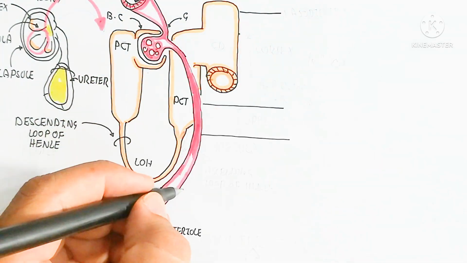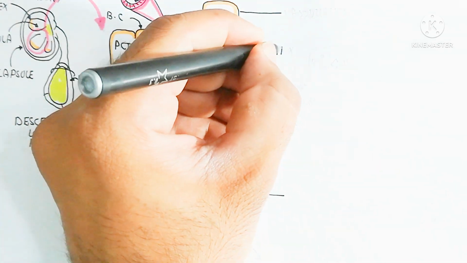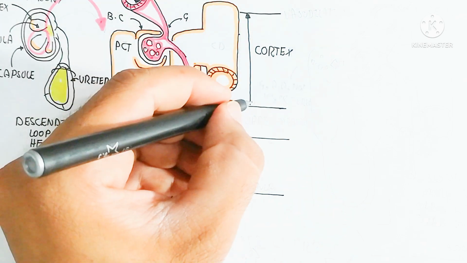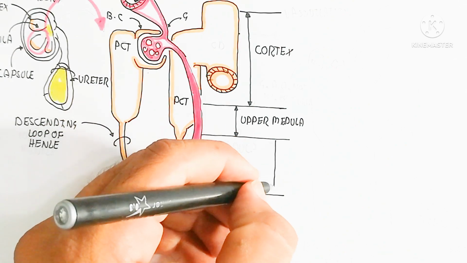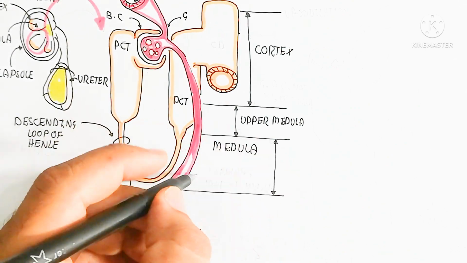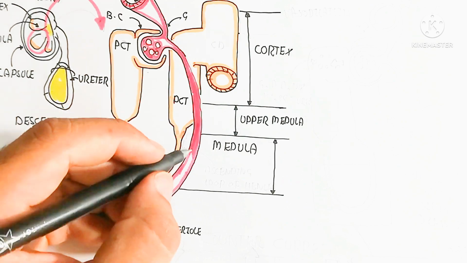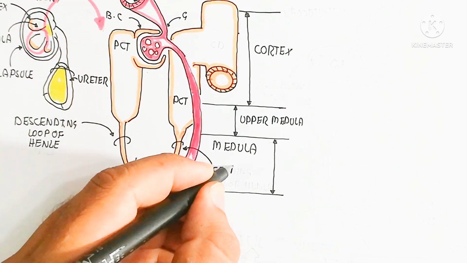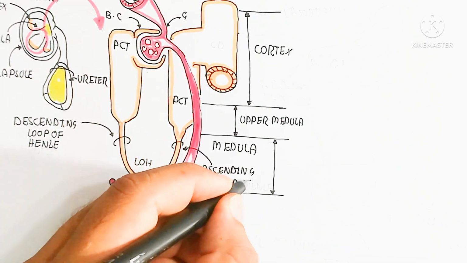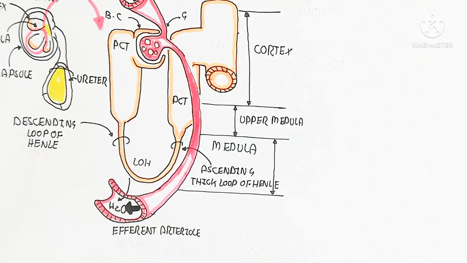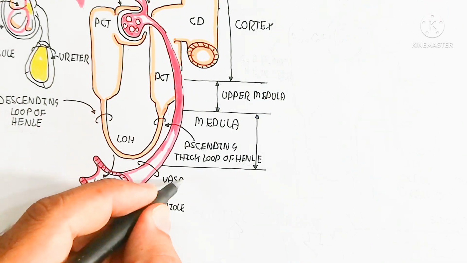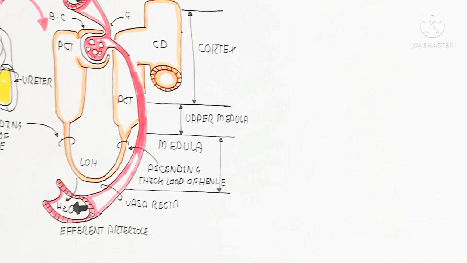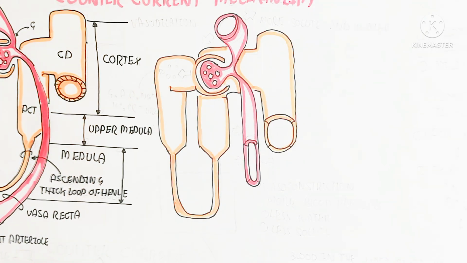In this way, the blood pressure increases in the glomerulus, which is the hydrostatic pressure, and leads to creating the filtrate in the proximal convoluted tubule. This is the cortex, which contains a glomerulus and Bowman capsule, and this is the upper medulla, which contains a proximal convoluted tubule and distal convoluted tubule. The medulla contains the ascending and descending loop of Henle, thick and thin. Thick is the ascending loop of Henle, while the thin is the descending loop of Henle, and this makes a vasa recta, the blood vessel, from the efferent arteriole.